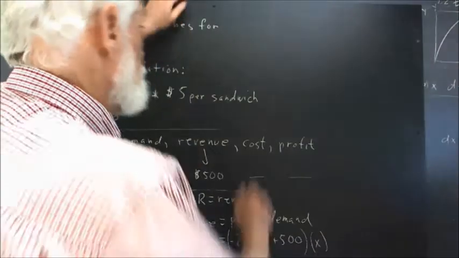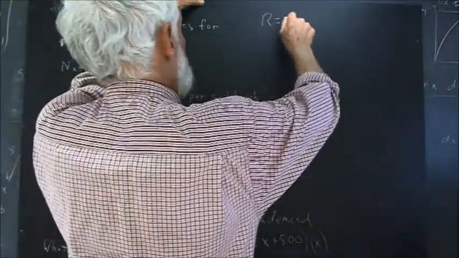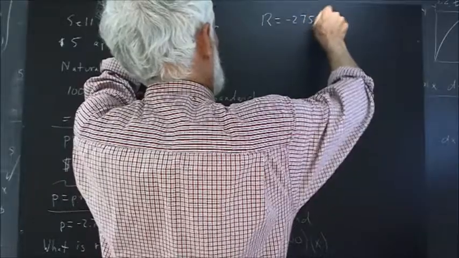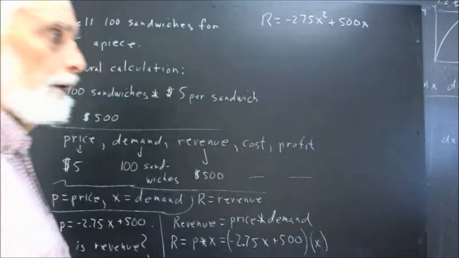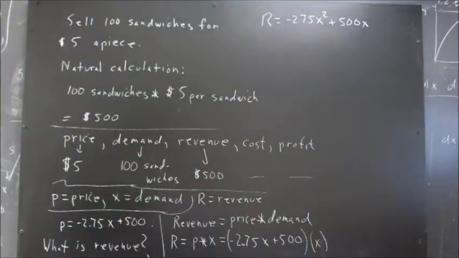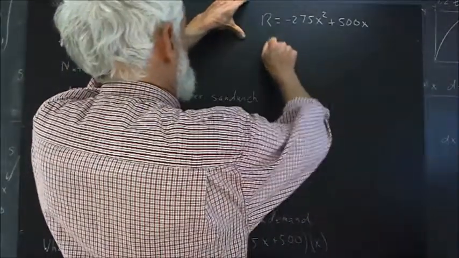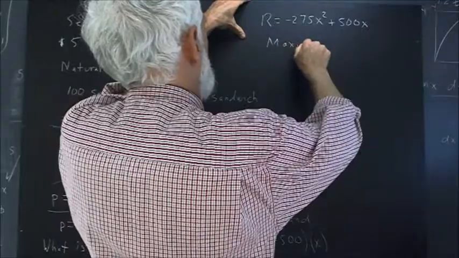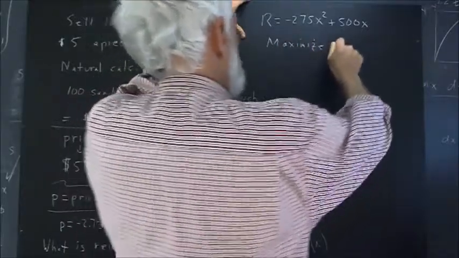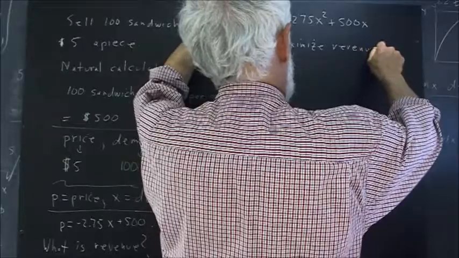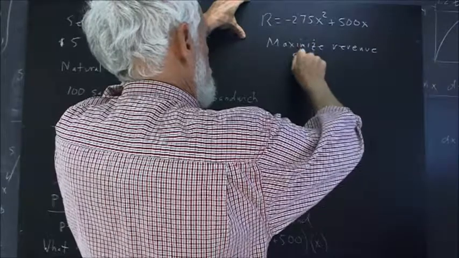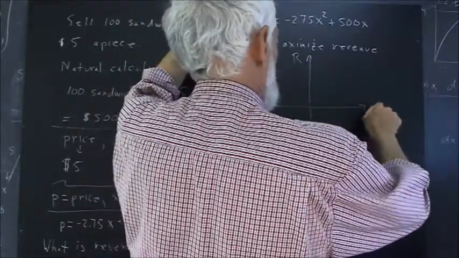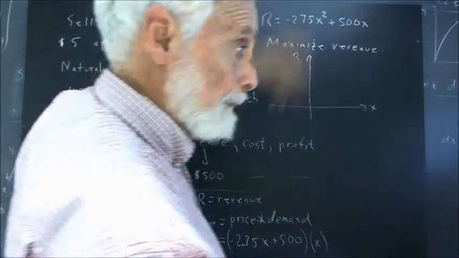500x. So now our revenue equals negative 2.75x squared plus 500x. Now, if we wanted to maximize the revenue, what we do is we take a graph of the revenue versus x and find the highest point on the graph.